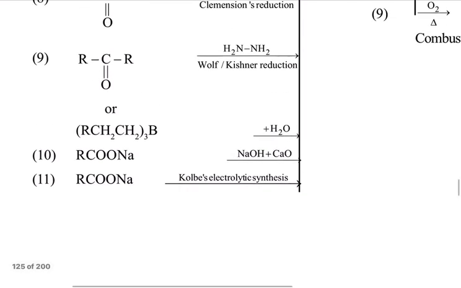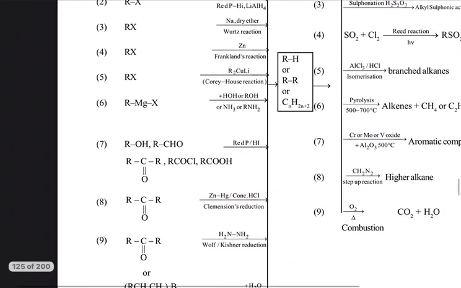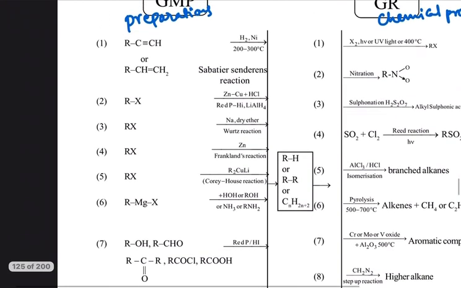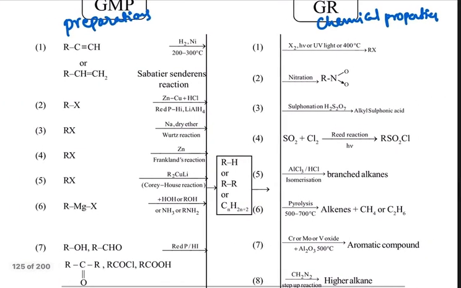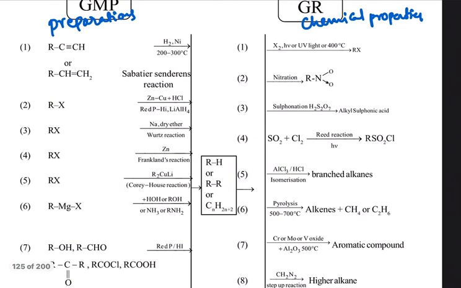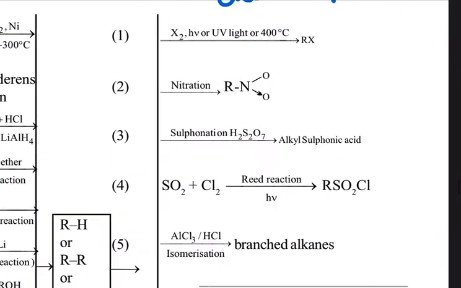So whatever is given on this side are all examples of preparation of alkanes. Already we discussed this in the total hydrocarbons part 1, part 2, part 3. Next, chemical properties.